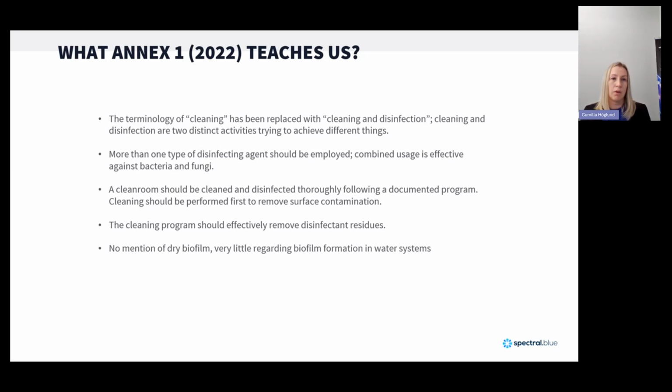And it also highlights the importance of cleaning, which is, first of all, to remove surface contamination, because in many cases when you use the disinfectant, surface contamination can lower the effectiveness of the disinfection. So that's why it's important that cleaning is aimed at removing surface contamination. But also, it's important that cleaning will remove disinfectant residues.